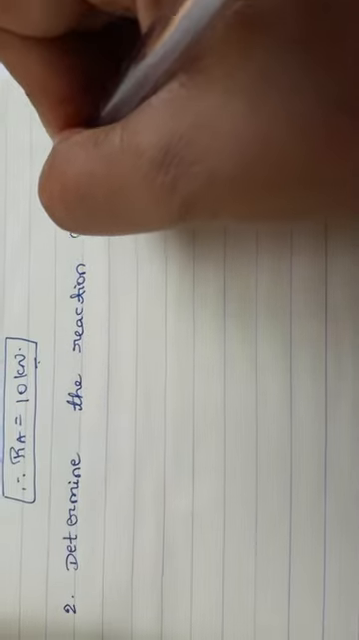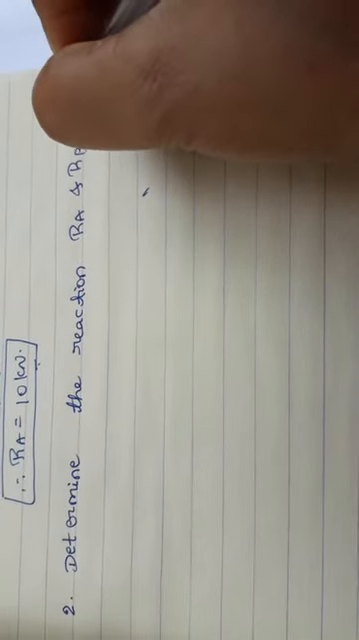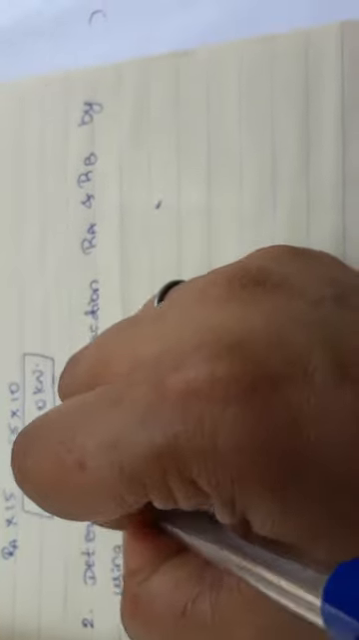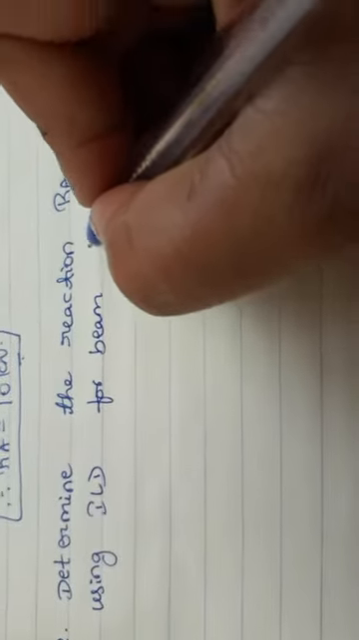Hello my dear student, today we will take one more problem to find out the reaction by using ILD. So let us take a question here. Determine the reactions RA and RB by using ILD, influence line diagram, for the beam shown in the figure.